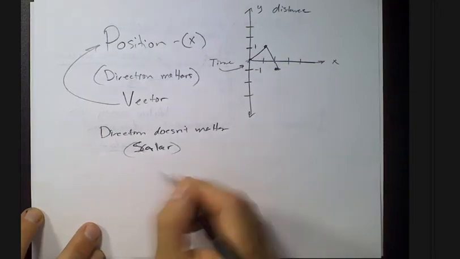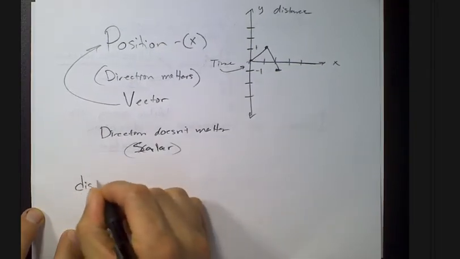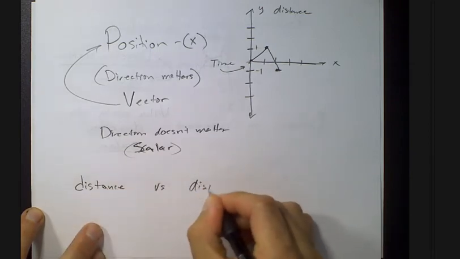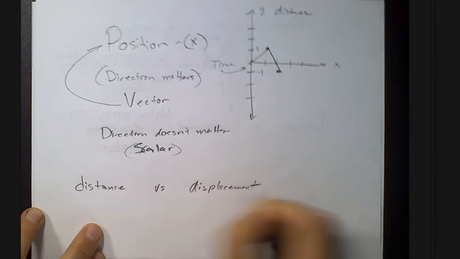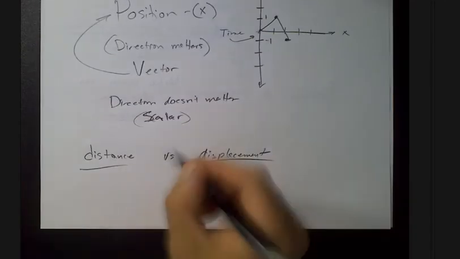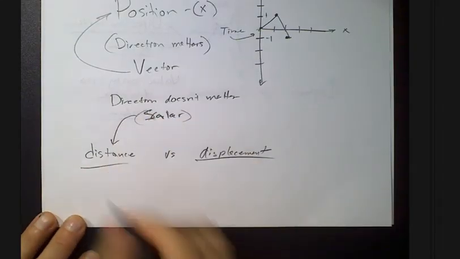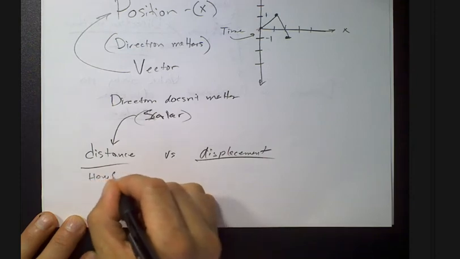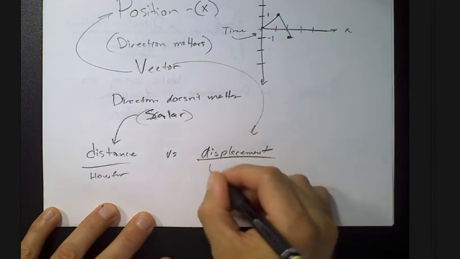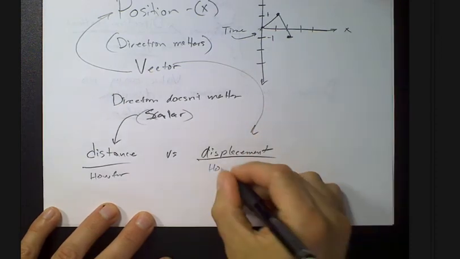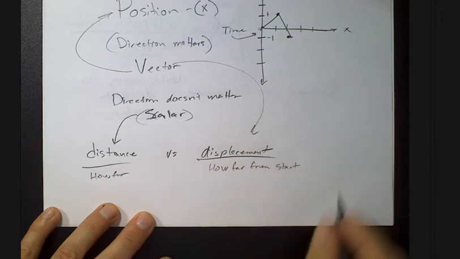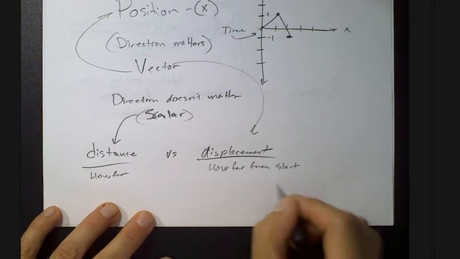Two of the best examples for that are distance versus displacement, okay? So distance is scalar, okay? And so distance is just how far, right? And displacement is vector. And so displacement is how far from the start, you see. How far from the start, okay?